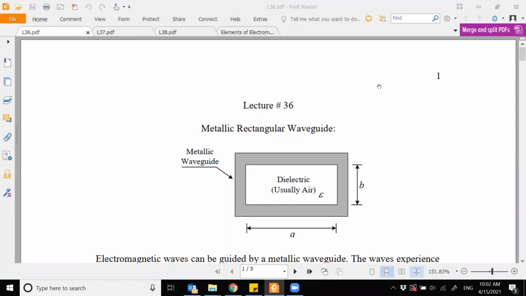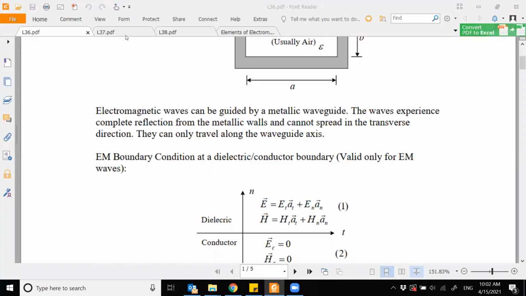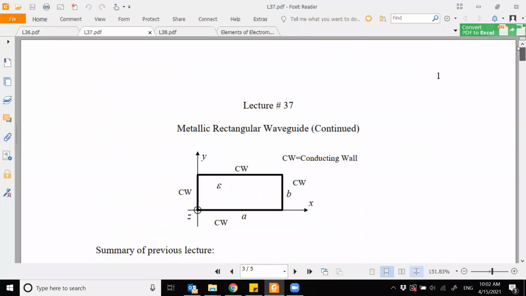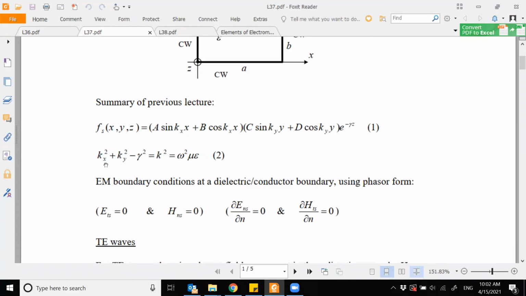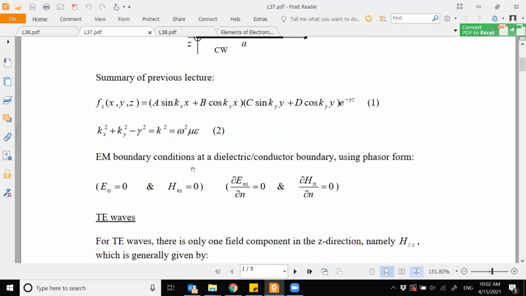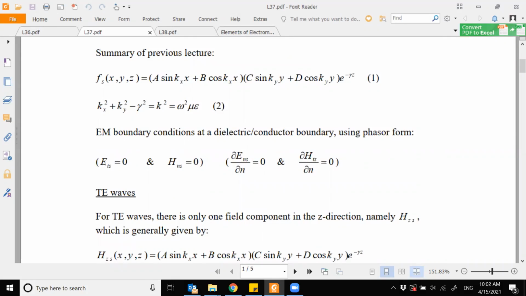So if you remember from the last two classes, we are looking at the rectangular metallic waveguides. First we started with transmission lines, and then we looked at the second application, which is the rectangular waveguide. For the rectangular waveguide, we saw this general solution for our different field components, where kx square plus ky square minus gamma square is k square, which is omega square mu epsilon. And then we got these 4 boundary equations.